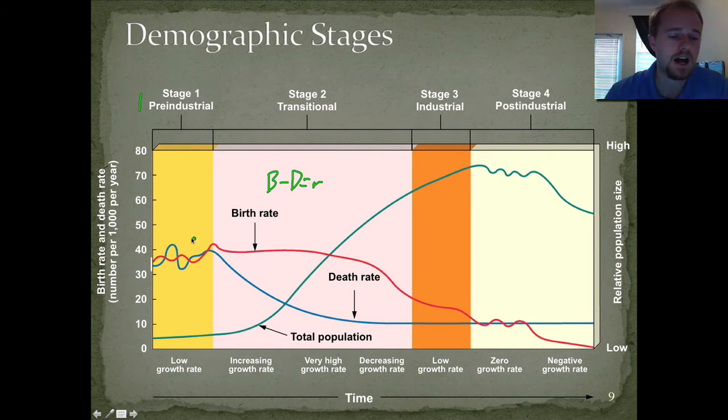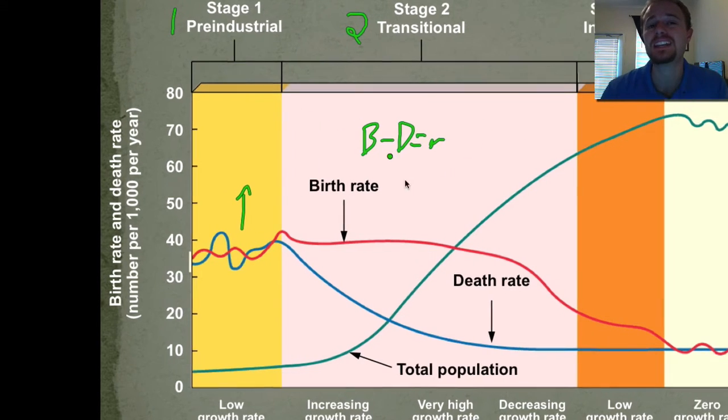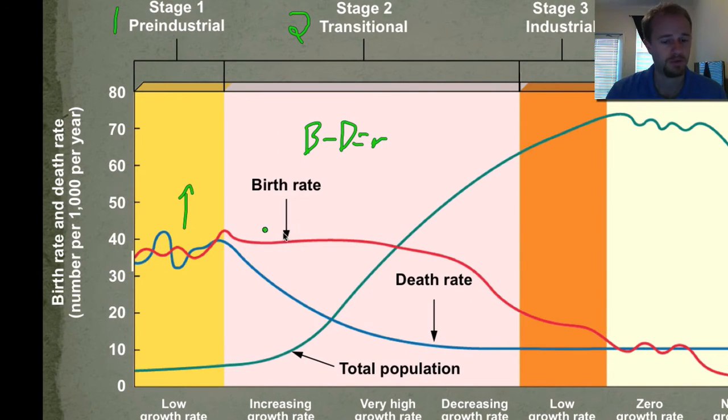Birth and death rates are so high at pre-industrial. A lot of births, a lot of babies popping out, a lot of deaths. You're not making it to 30. So as you move to the second stage, transitional, what decreases? Birth rates stay the same, but death rates decrease.